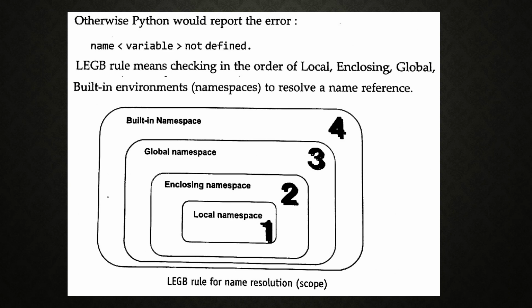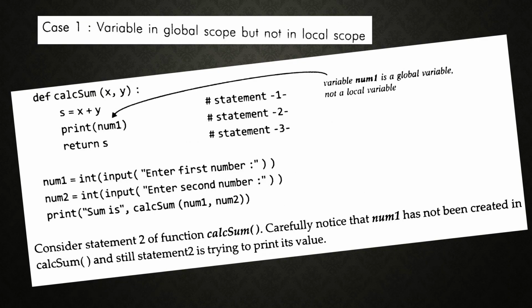According to the LEGB rule, Python checks in the order of local, enclosing, global, and built-in environments. It is shown in this figure to resolve a name reference. This is the LEGB rule for name resolution or scope. Next, move on to case 1. So how do we make use of LEGB?